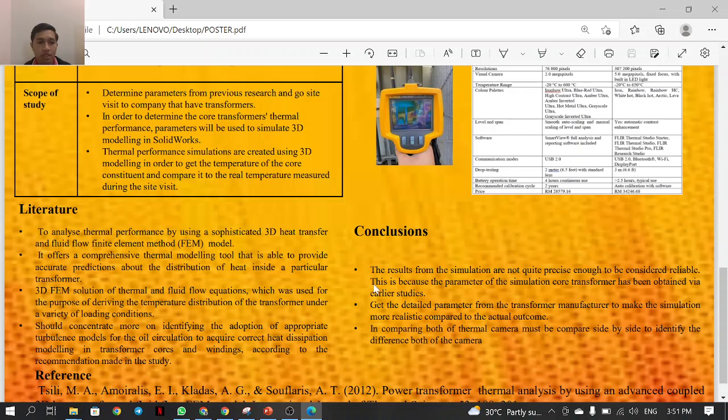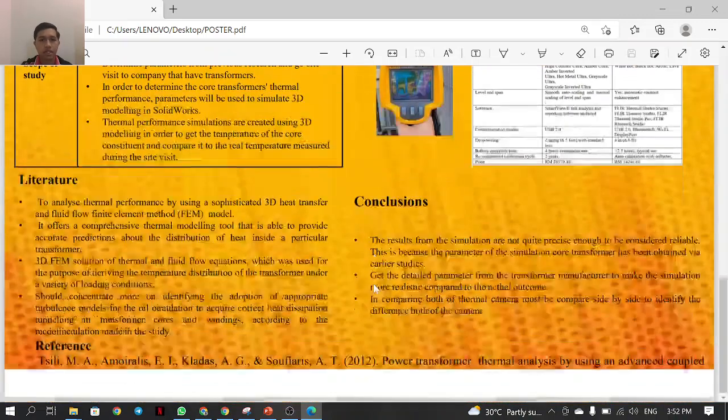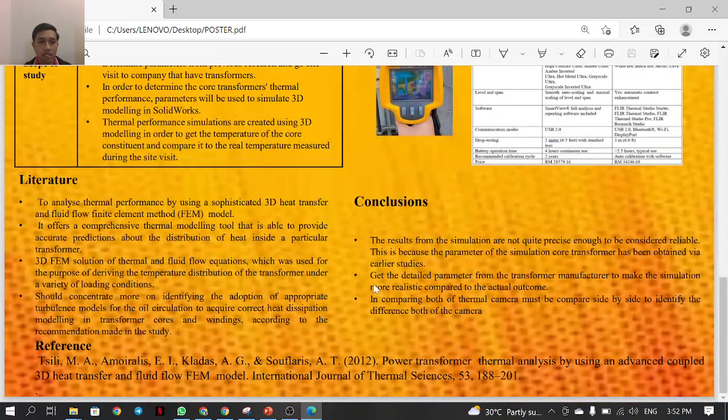For the recommendation, the author states it should concentrate more on identifying the adoption of an appropriate turbulent model for oil circulation to acquire correct heat dissipation modeling in the transformer core and winding, according to the recommendation made in the study. The reference of the study above is by Cline MA et al., titled Power Transformer Thermal Analysis by using Advanced Coupled 3D Heat Transfer and Fluid Flow FEM model.